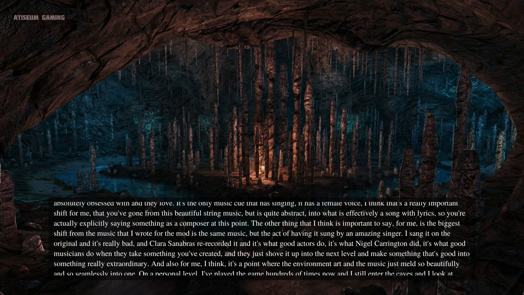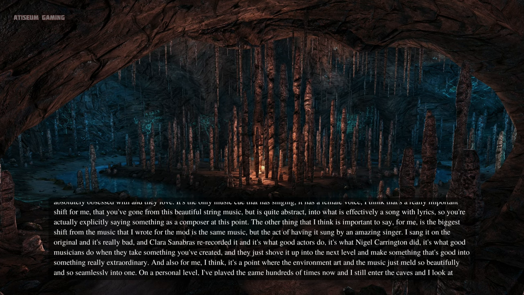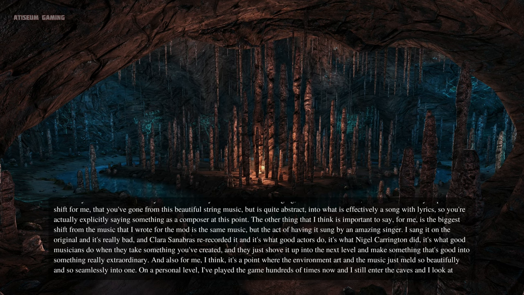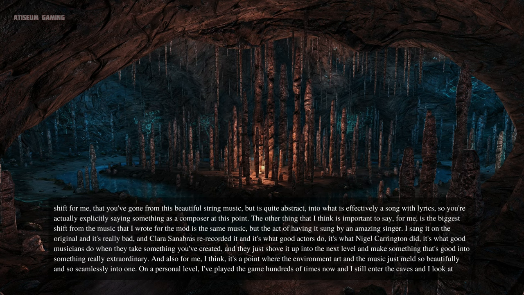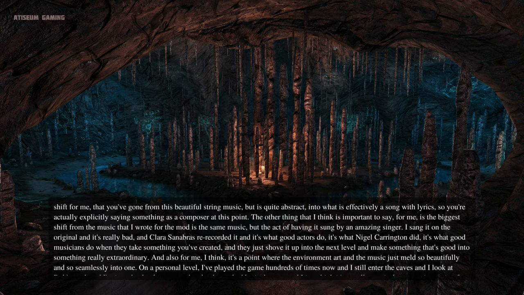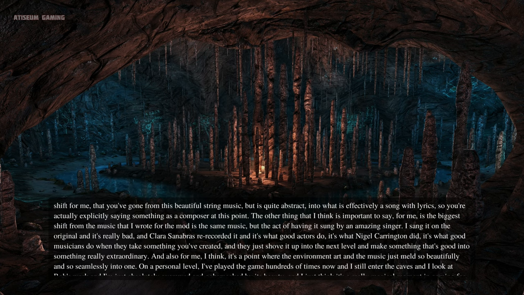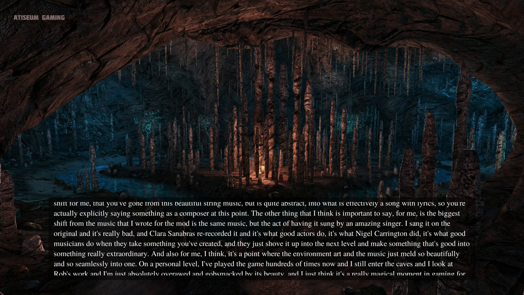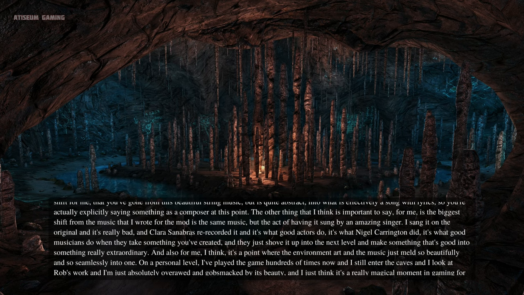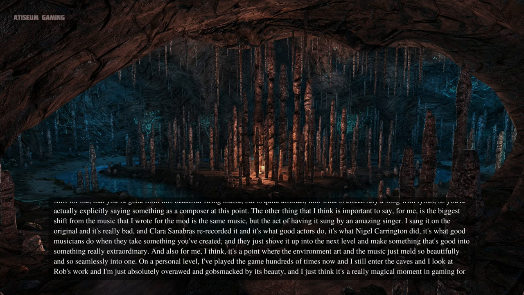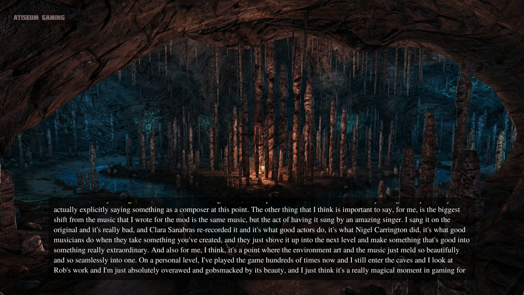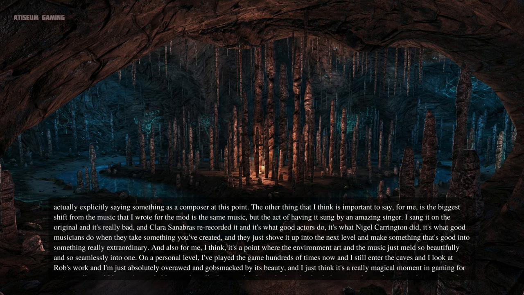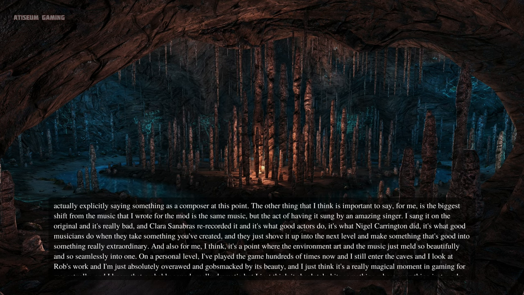The other thing that I think is important to say is it's the biggest shift from the music that I wrote for the mod. It's the same music, but the act of having it sung by an amazing singer, Clara Sanabras, who re-recorded it, since I sang it on the original and it's really bad. It's what good actors do, it's what Nigel Carrington did, it's what good musicians do: they take something that you've created and shove it up to the next level and make something good into something really extraordinary.